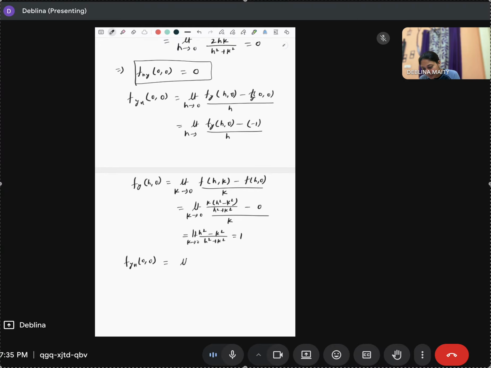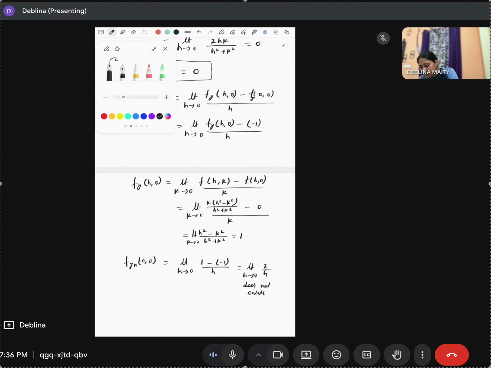Equals, as h tends to 0, this is 1 minus of minus 1 by h, right? So this gives 2 by h. Now since h tends to 0, this goes to infinity, so this limit does not exist. This means f_yx(0,0) does not exist.